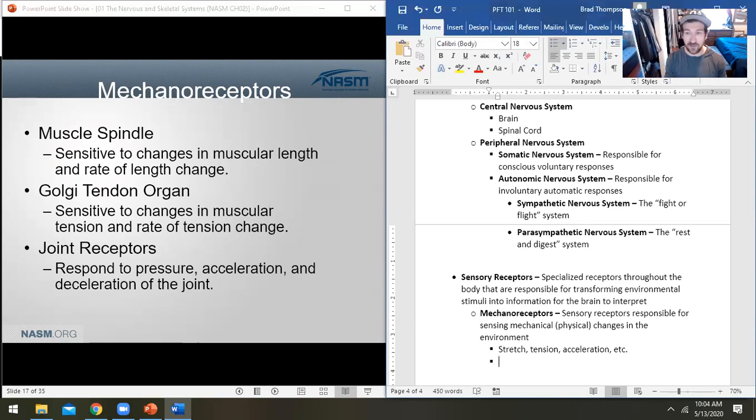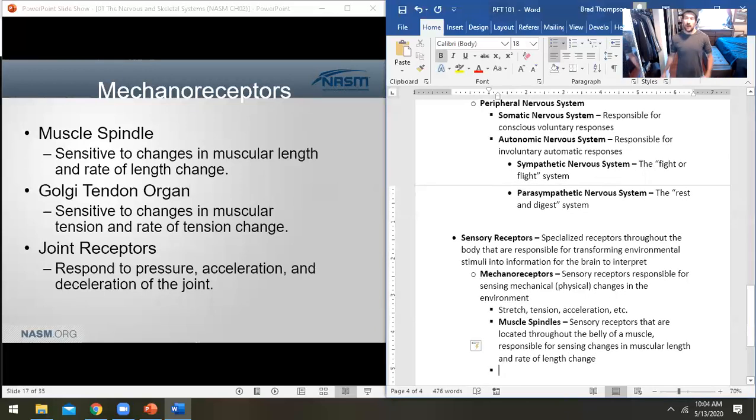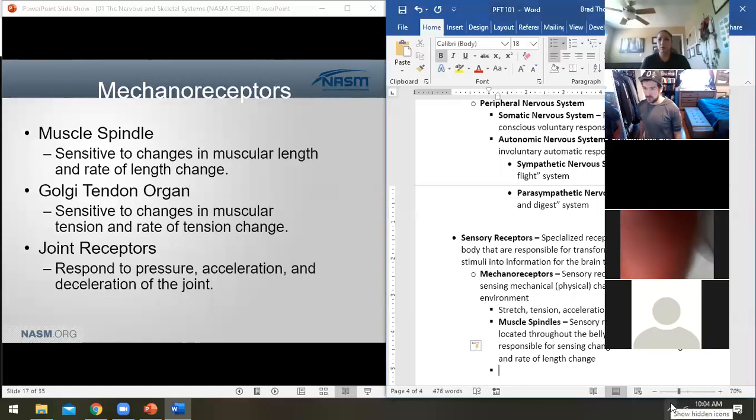The three main ones that we're going to have are muscle spindles, right? Muscle spindles are sensory receptors located throughout the belly of a muscle, responsible for sensing changes in muscular length and rate of length change. Their job is to run the entire length of your muscle, and when your muscle becomes this long, it tells your brain how long the muscle is. It's basically a tape measure running throughout your entire muscle.